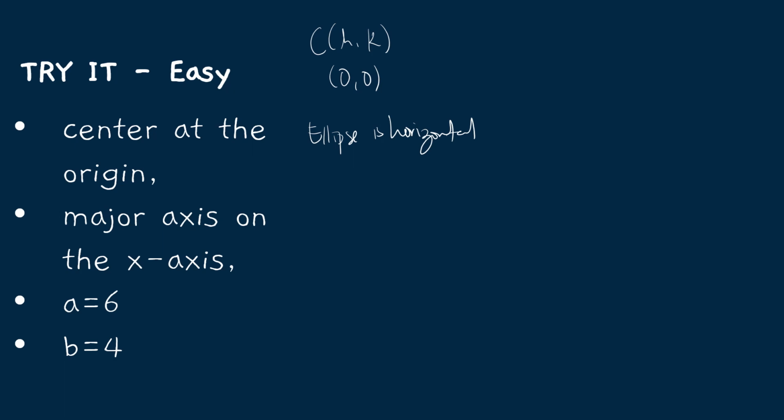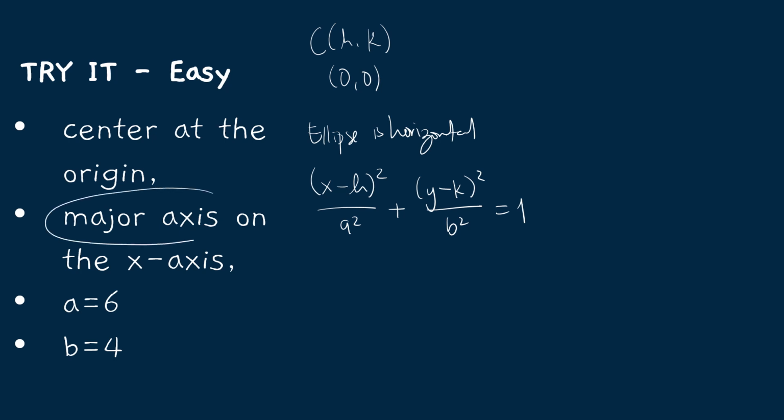For an ellipse that is horizontal, our standard equation is in the format of (x minus h) squared over a squared plus (y minus k) squared over b squared is equal to 1. Your clue here is that your major axis is horizontal. If that is the case, we can use this format for a horizontal ellipse, and we can now put in the values for the coordinates of the center and the values of a and b.